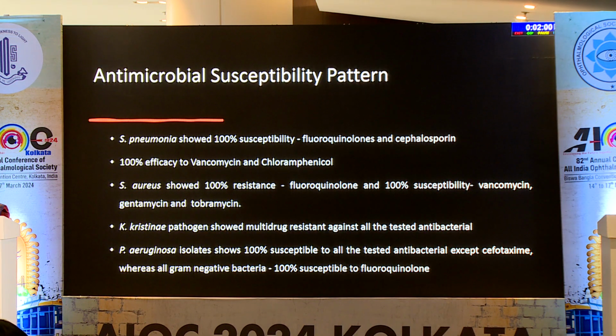Coming to the antimicrobial susceptibility pattern, Streptococcus pneumoniae showed 100% susceptibility to fluoroquinolones and cephalosporin group antibiotics, along with 100% efficacy to vancomycin and chloramphenicol, whereas Staph aureus showed 100% resistance to all fluoroquinolones and 100% susceptibility to vancomycin, gentamicin, and tobramycin. Kocuria is a pathogen which showed multi-drug resistance to all the tested antibacterials.